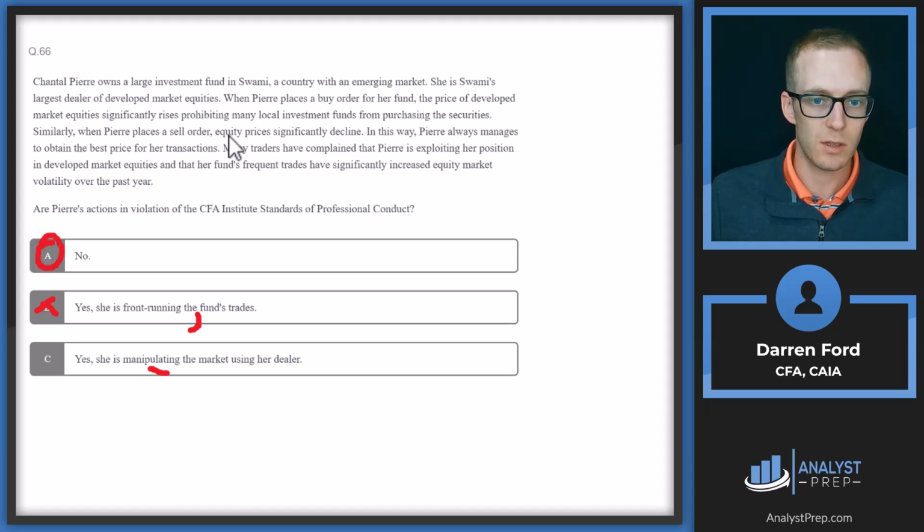There is obviously some price movement here that is happening because of this. However, this is more so just a function of them being the largest dealer. And for there to be market manipulation, there needs to be some mention of intent. So in here, we would have had to see Pierre is doing this intentionally to drive up the prices or drive down the prices. But this sounds like it's just a function of them being the largest dealer. If there's no intent to manipulate the market, then there's no violation.